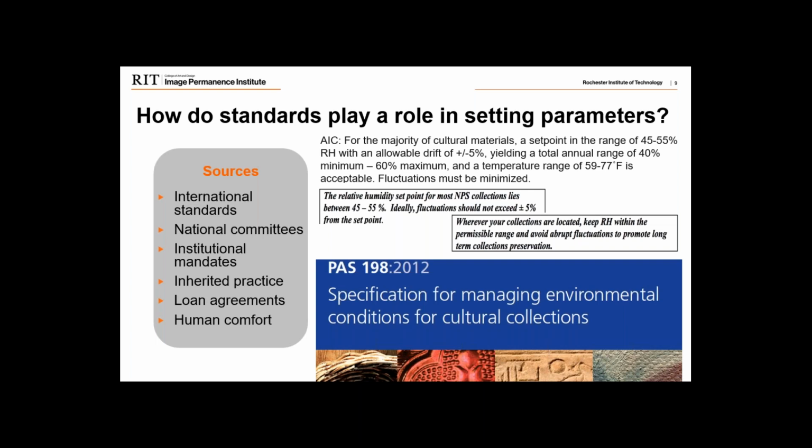There can be institutional mandates, for example, the NPS guidelines cited here. The National Archives also has them, as does the Smithsonian. There can also be inherited practice, whether it's something that you learned when you were in school that you're applying now, or it can be simply that the set points within a given collection space have just remained as they were, without any further examination, which is especially critical to look at and really assess if that's necessary. Sometimes there are loan agreements or human comfort in place that can really make the parameters pretty strict. And so all of these things are going to play a role in what we can ultimately achieve.